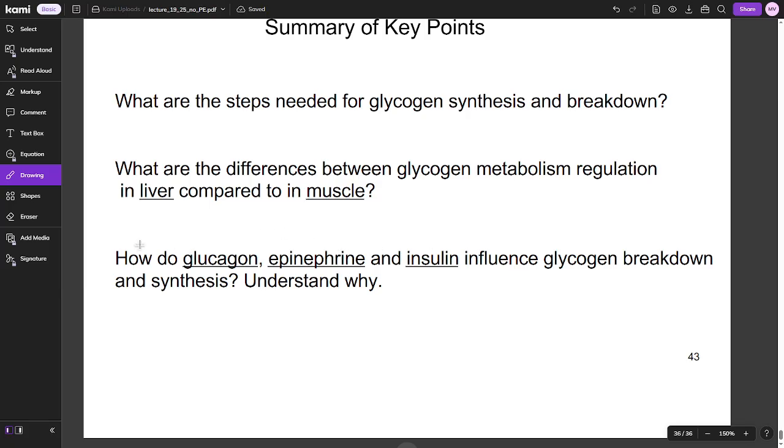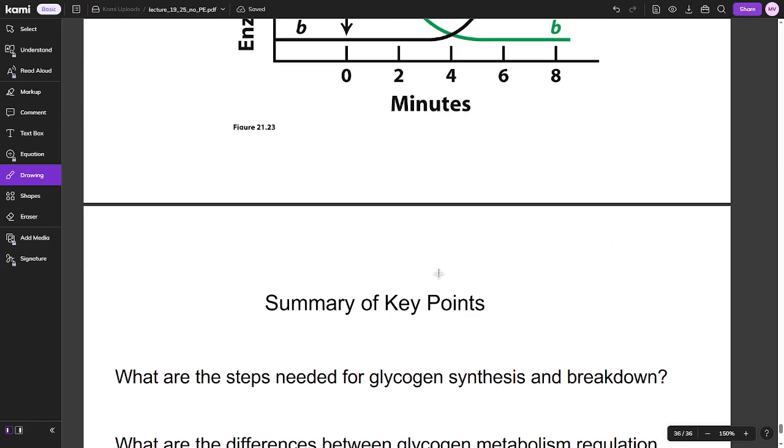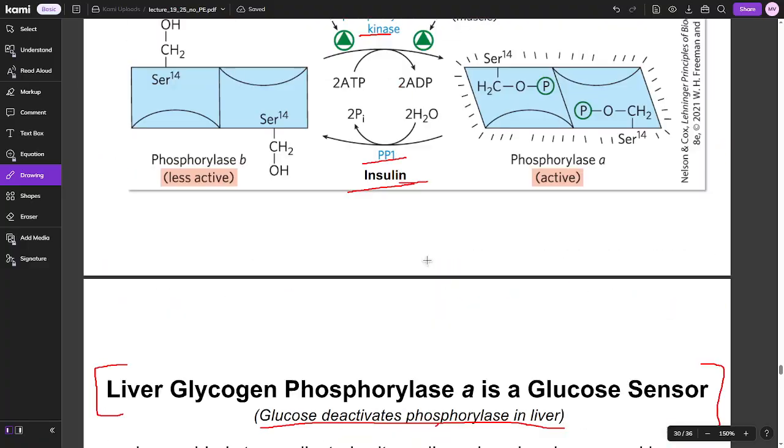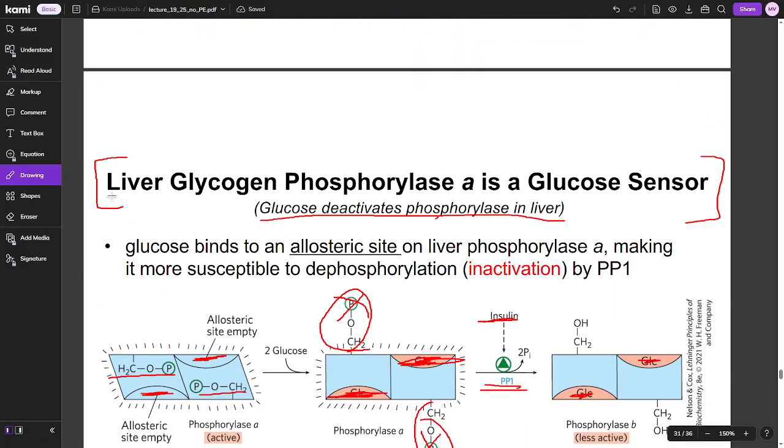And then we talked about this: glucagon, epinephrine, insulin. I've tried to hammer this point home with how these work. Hopefully it makes sense, because it's very important to understand how glucagon and insulin work. Glucagon, phosphorylation; insulin, dephosphorylation; epinephrine also phosphorylation. So make sure you try and keep this in mind. This whole liver glycogen phosphorylase glucose sensor is important.